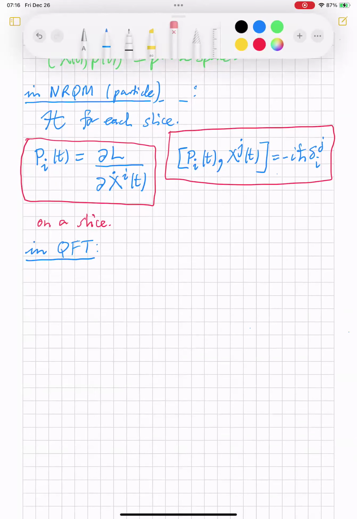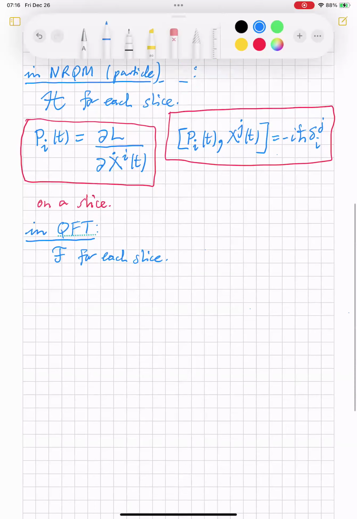Okay, so now let's extend this to quantum field theory. So what would we have? Well, we would again have to define a conjugate momentum. Oh, before we do that, for each slice now, we would have a Fock space associated to each slice. So I've called the Fock space curly F. This is associated to each slice. What would the Fock space be? It would be a direct sum of many Hilbert spaces. Each of those would have a definite particle number.